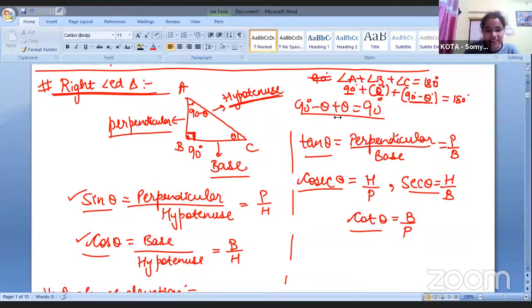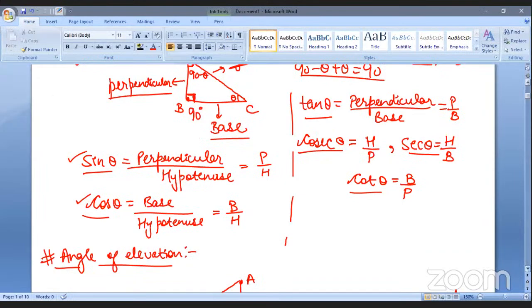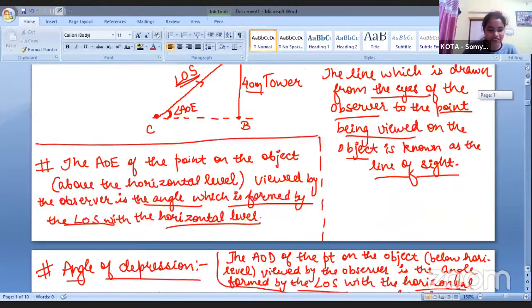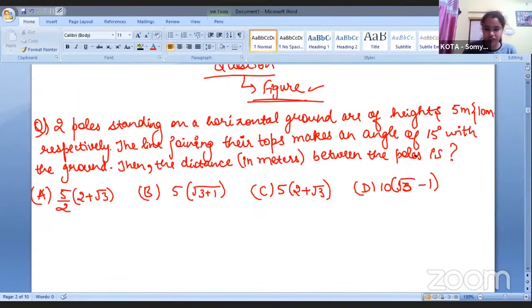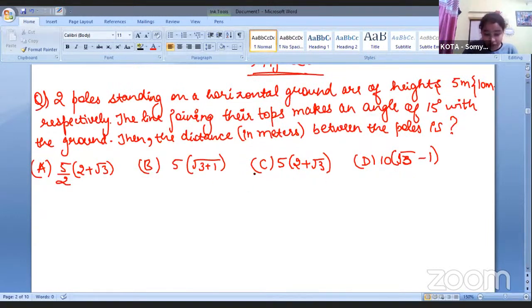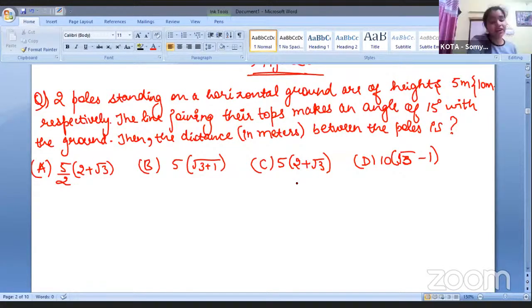What is option C? Can anyone tell me? Okay, I'll tell you. Angle of elevation and angle of depression we'll see when I give the next question, and we'll wait for them, so I'll tell you in that break. And option C is this, Vishnu: 5, 2 plus root 3. Okay, now let us discuss this question also, because some people are really waiting eagerly for this. So let us discuss this.